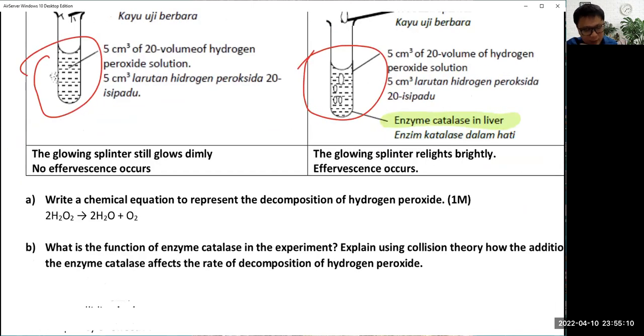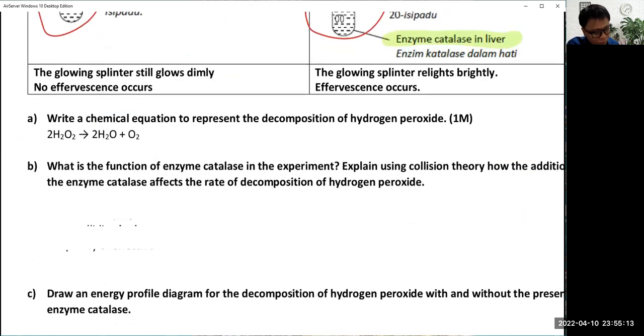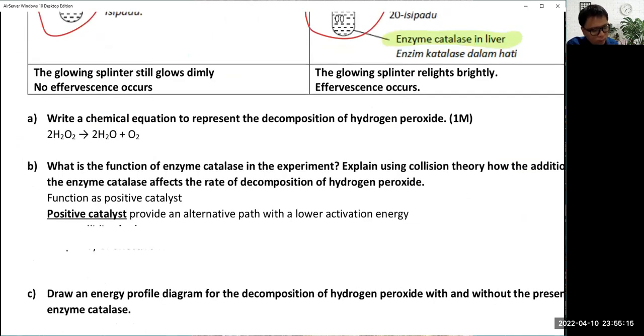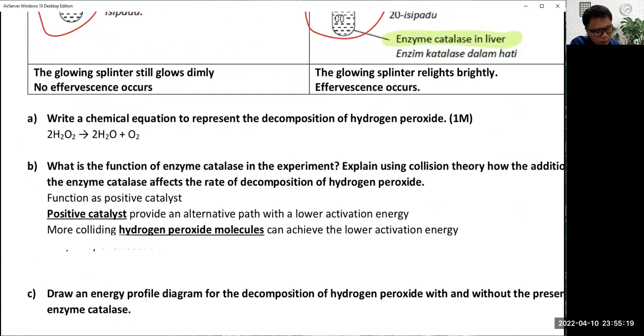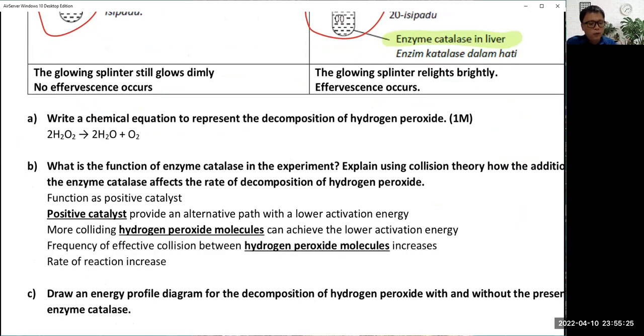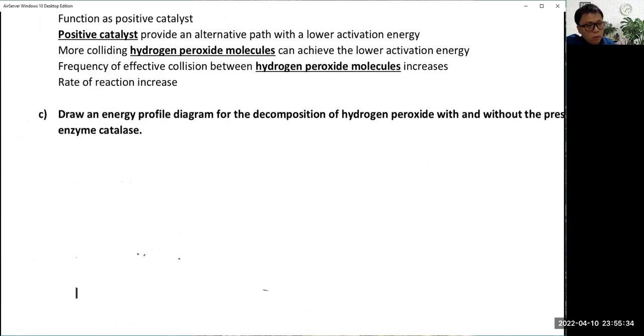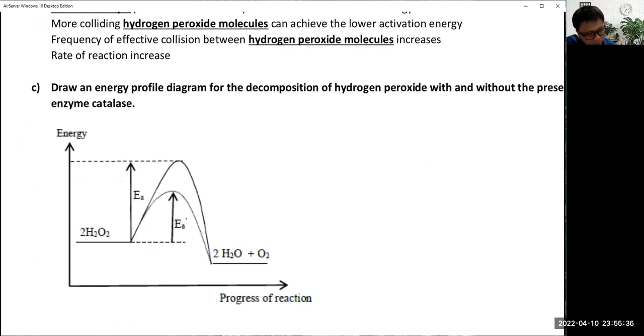So this is the equation. Then the function is as a positive catalyst. A positive catalyst provides an alternative pathway which requires lower activation energy. More colliding hydrogen peroxide molecules will achieve the lower activation energy. So the frequency of effective collision increases, because there is only hydrogen peroxide, so hydrogen peroxide collides with hydrogen peroxide. Then draw the energy profile, the same as the previous question.